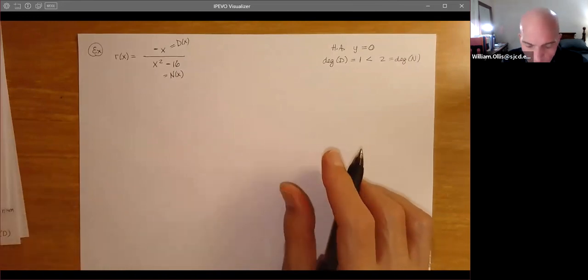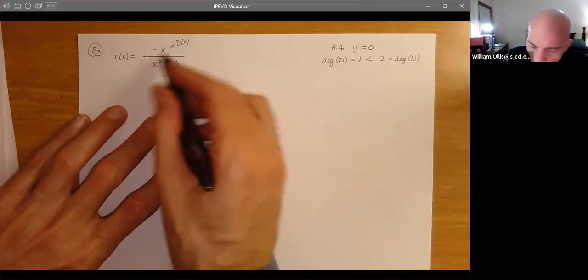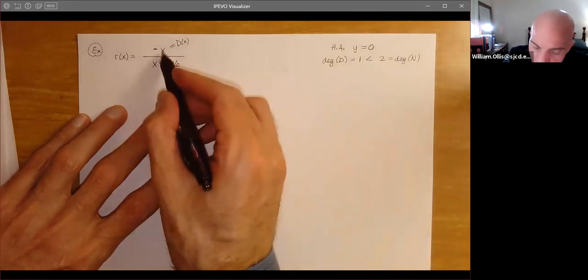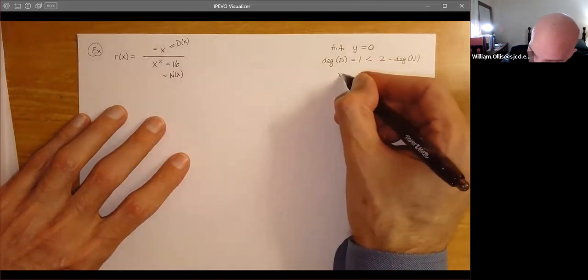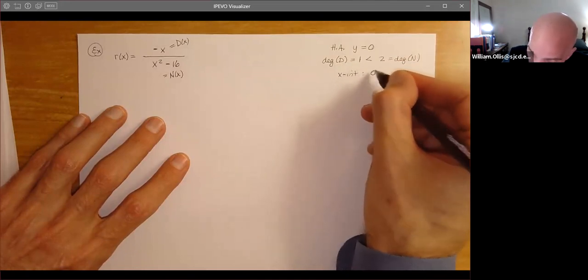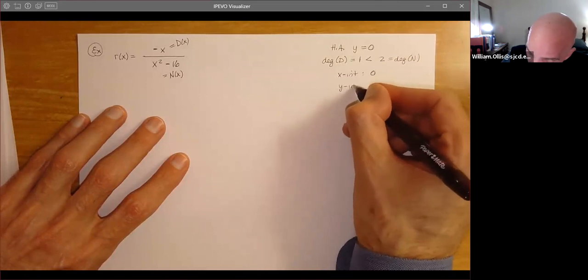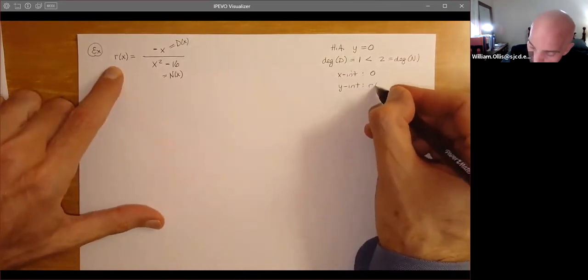Now, what we want to do is say, okay, well, while we're at it, we might as well, in this form, look for some intercepts. Of course, the numerator is 0 only if x is 0. So the x-intercept is just 0. And of course, the y-intercept is the same. We're thinking, is this an odd function? r of 0 is clearly 0.